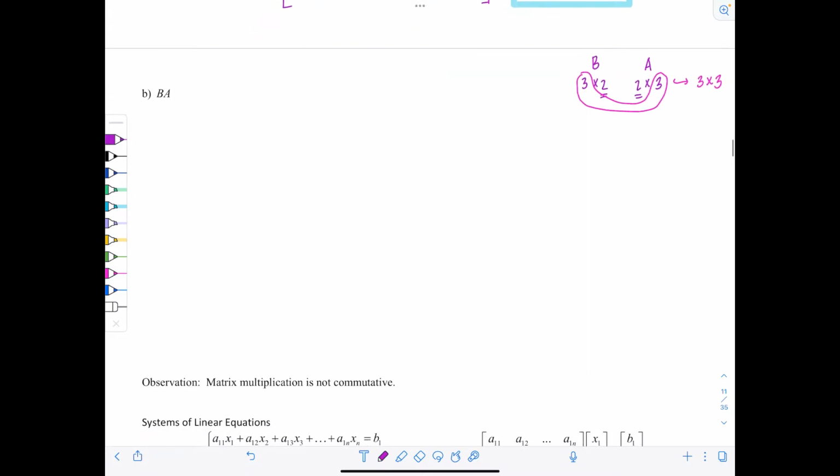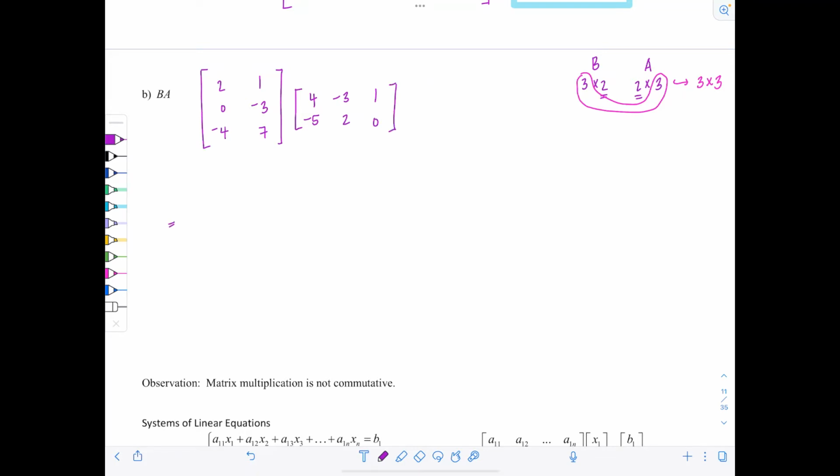Since we're finding B times A, I want you to write matrix B first: 2, 0, -4, 1, -3, 7. And then here's matrix A: 4, negative 5, negative 3, 2, 1, 0, like that. And the result is going to be a 3 by 3. Remember, take a column to make a column. So take this first column, always working left to right. I'm going to write it up top here, 4, negative 5, and we're going to make our first column.